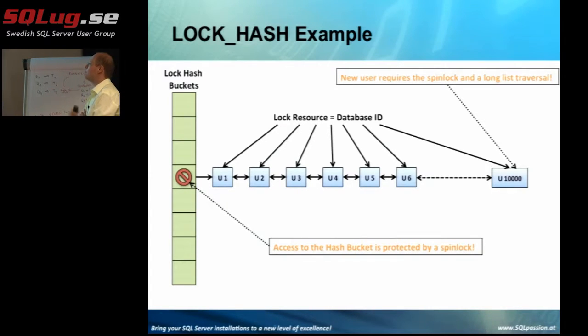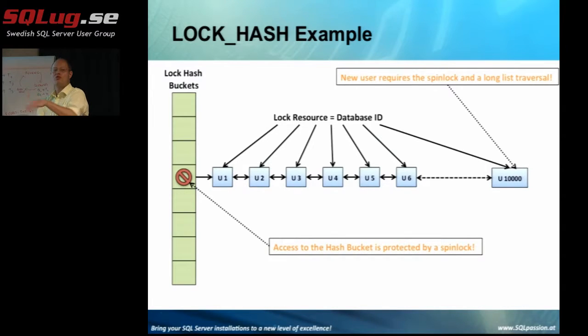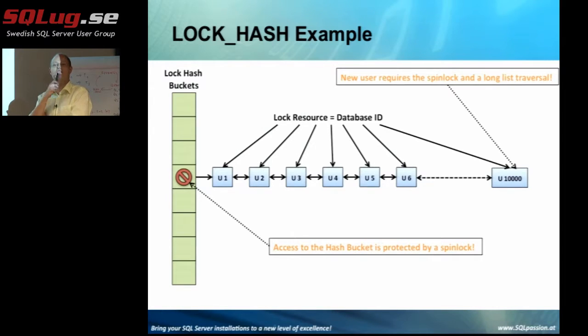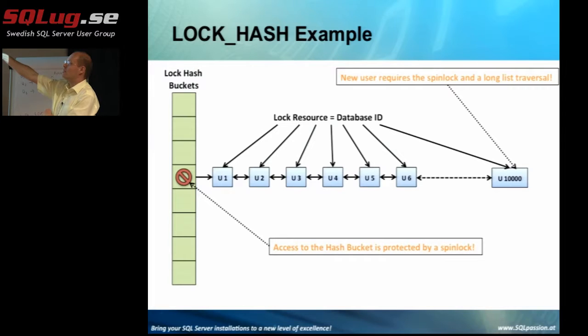Imagine now what happens when we have, for example, 10,000 shared locks for a specific database. You're just opening connections and you're not closing them. In that case, that linked list gets very, very long. Imagine now what happens when you want to open a new connection to a database. In that case, you have to acquire the shared lock, so you acquire that spinlock. You are the first one, the lucky one.